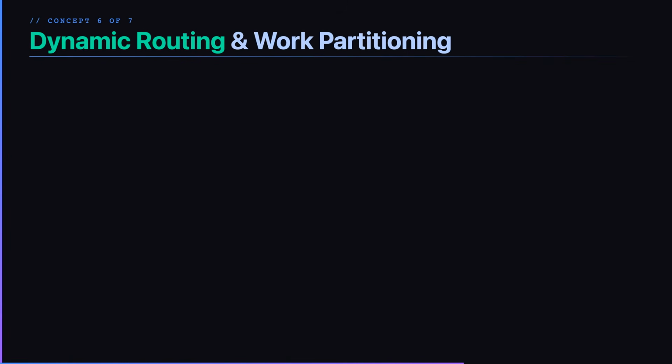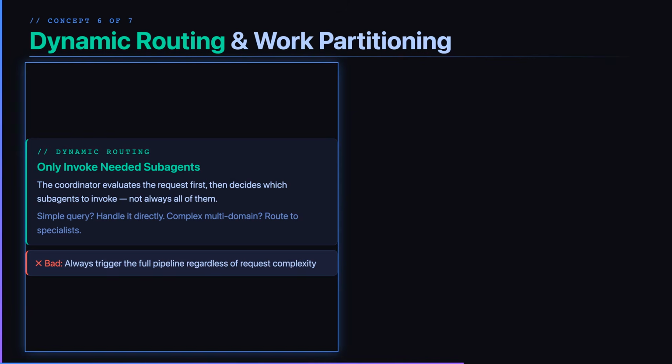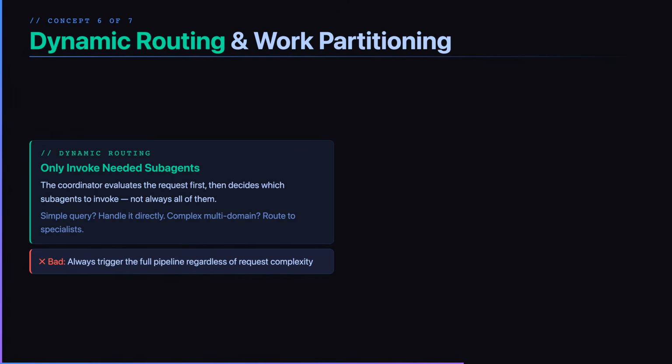2 more patterns the coordinator uses: dynamic routing and work partitioning. Both are about efficiency and correctness. Dynamic routing means the coordinator evaluates the request first, then decides which subagents to invoke, not always all of them. A simple query can be handled directly. Over-invoking burns tokens and adds latency.